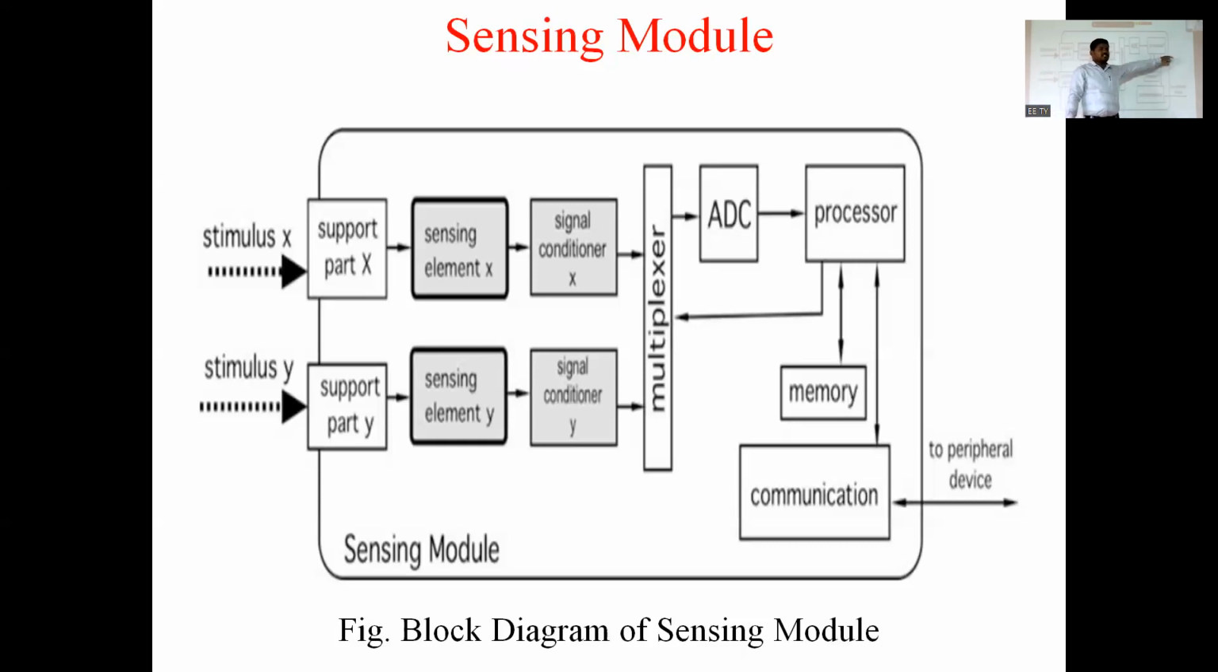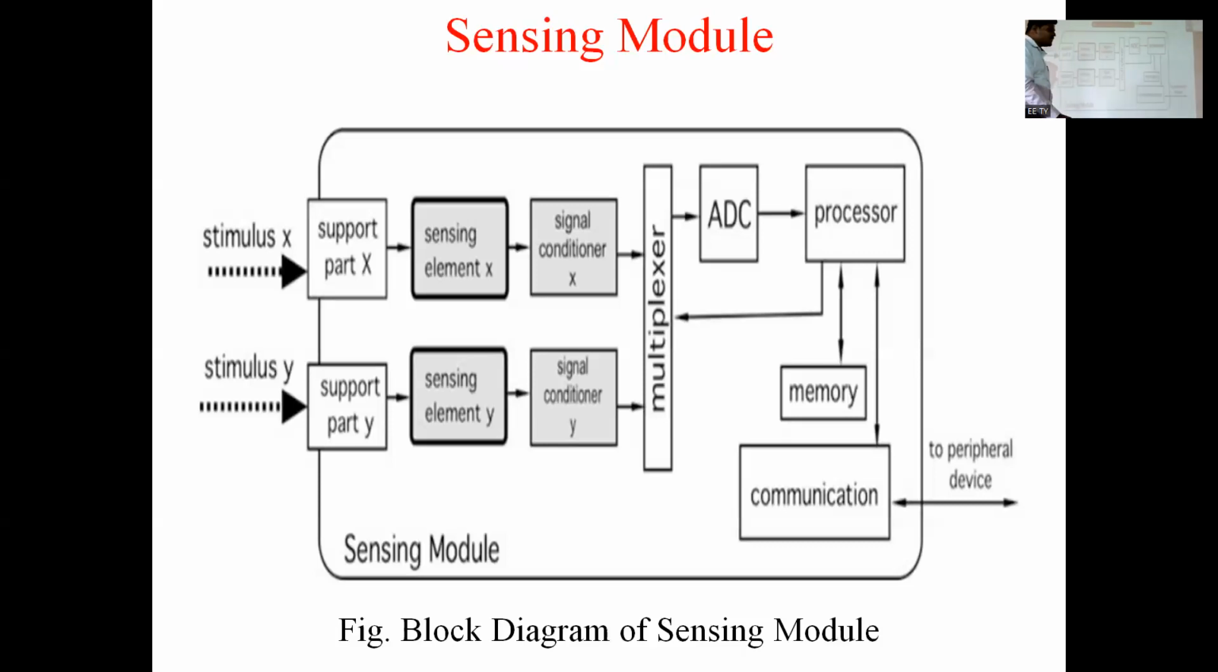There is a processor, nothing but a microcontroller, and to store that data we require memory also, okay? And there is a communication channel, so this data can be transferred. Again the communication channel is there and it is shown in the peripheral devices.